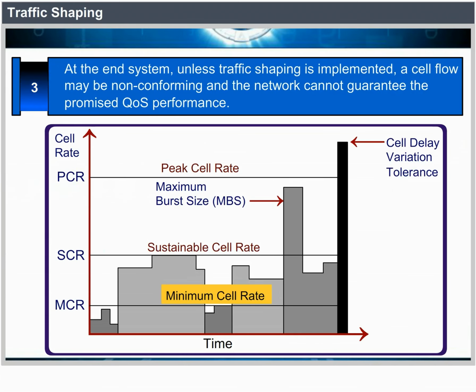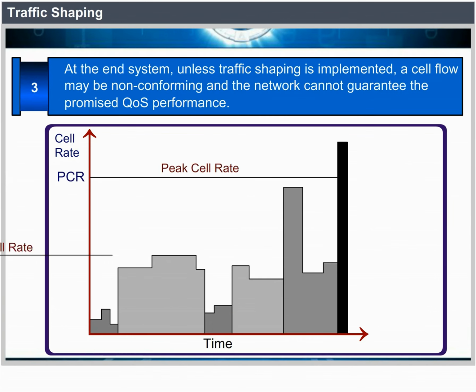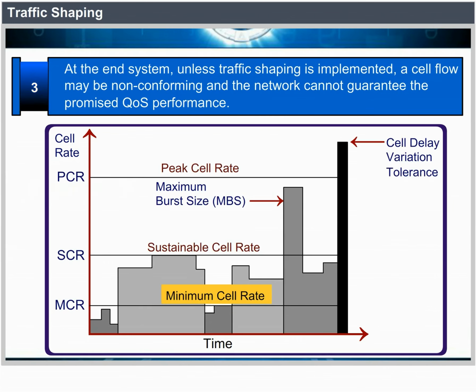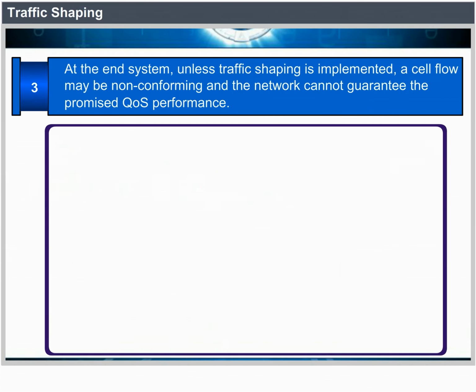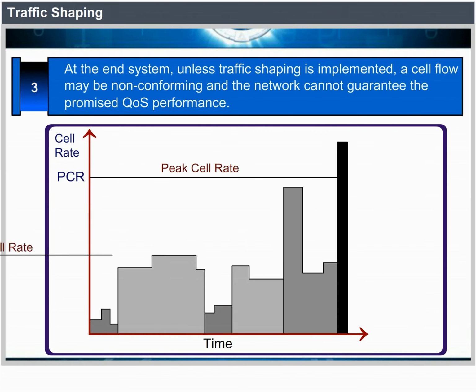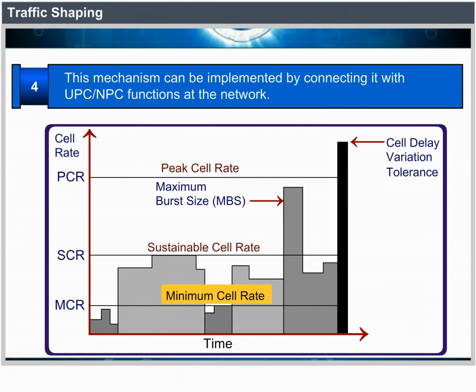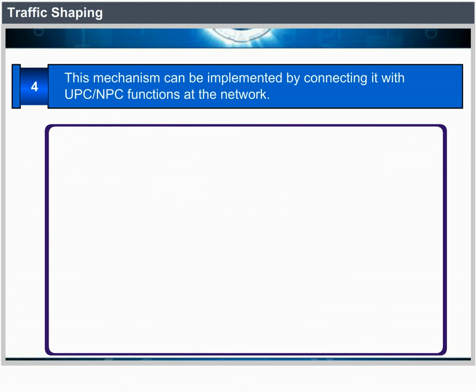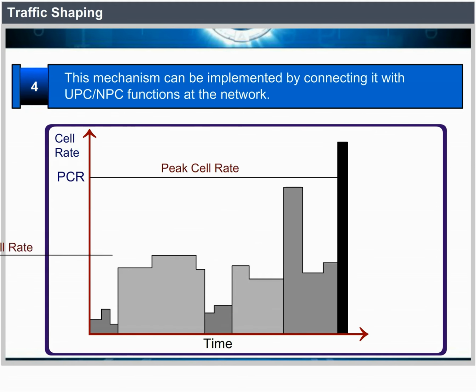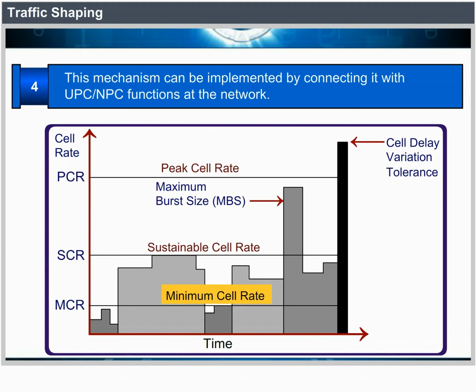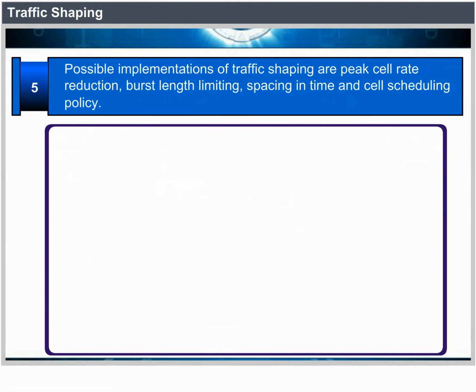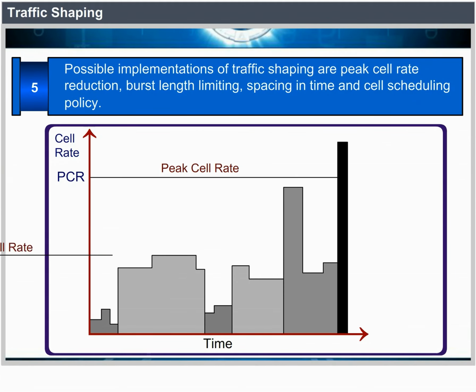Burst length limiting in VBR sources consists of limiting the burst length to something less than the maximum burst size (MBS) in the traffic contract. Cells can be spaced at the end system and their departures can be scheduled in time such that traffic parameters will not be violated and the cell delay variation (CDV) will be minimized.